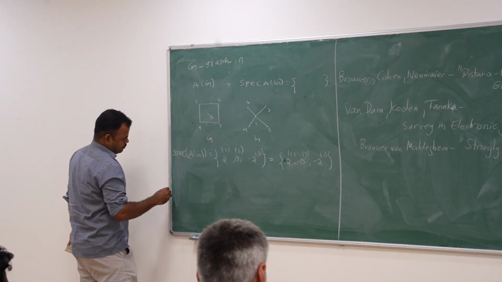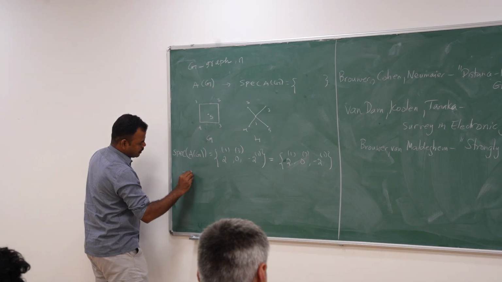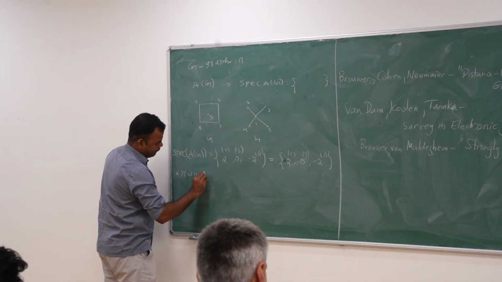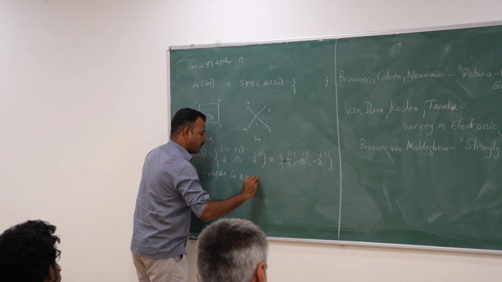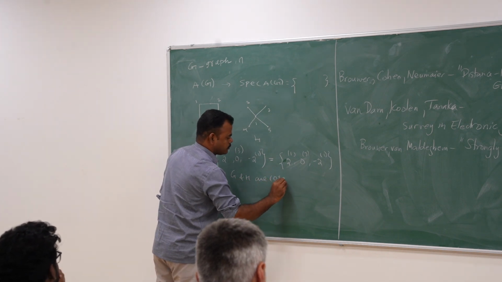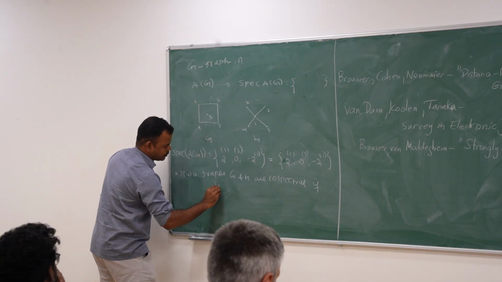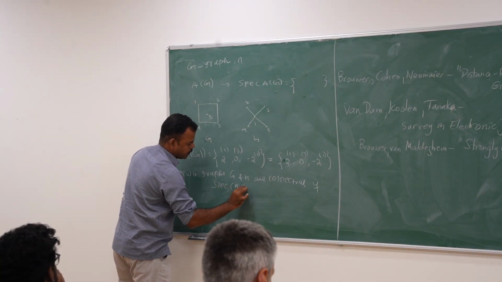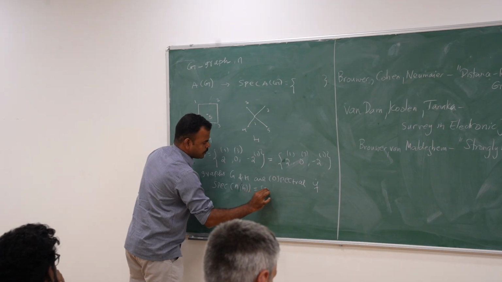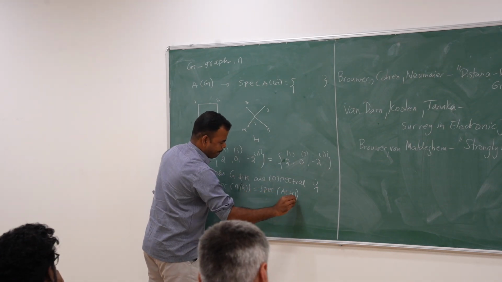So in this type of situation, we say two graphs G and H are cospectral if they share the same spectrum. The spectrum of A of G is equal to the spectrum of A of H.